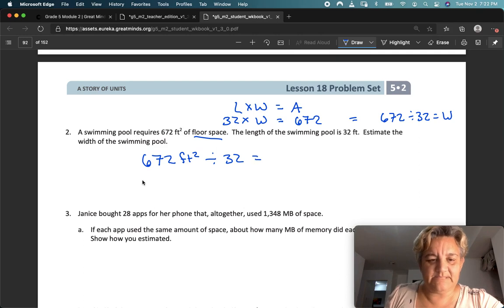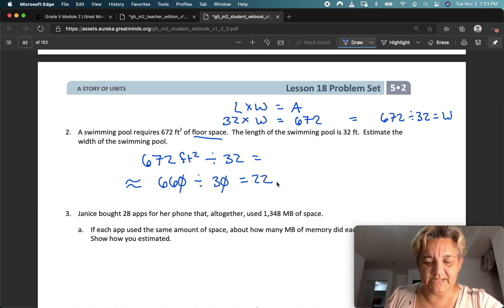All right, so I'm going to estimate 700. No, I'm not. I'm going to estimate 660 divided by 30 equals, right, take this 0 and this 0, 3 goes into 66 22 times. 22 feet. That's my estimate.